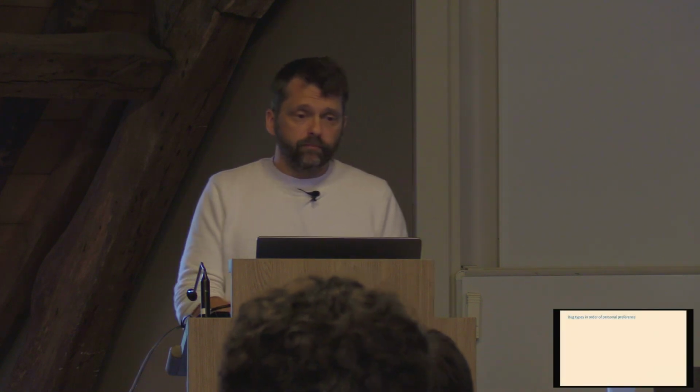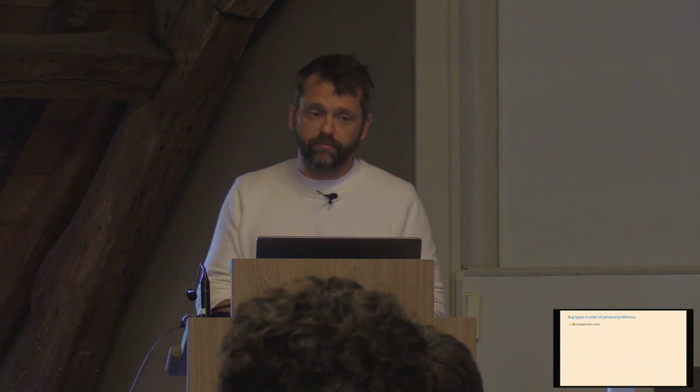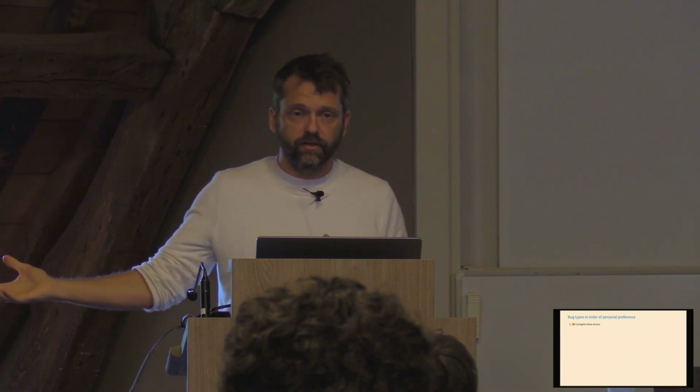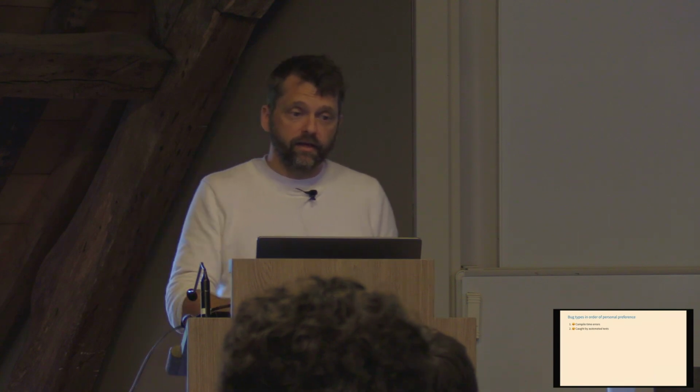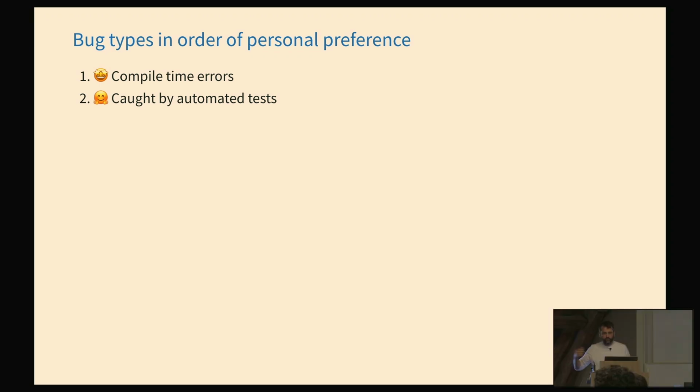Now, bugs, I have a personal preference for bugs. I really like compile time errors because they're in my face immediately. I fix them and they never go into production. So if I can make things compile time errors, that's great. Next one is something that's caught by automated tests, because again, it doesn't reach production, it doesn't fail for the customers. It's something that I will see and I'll fix it.